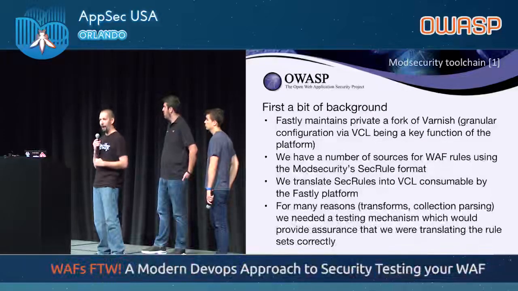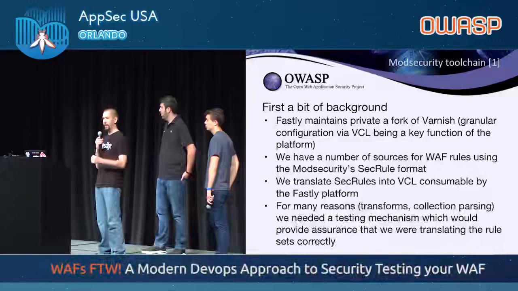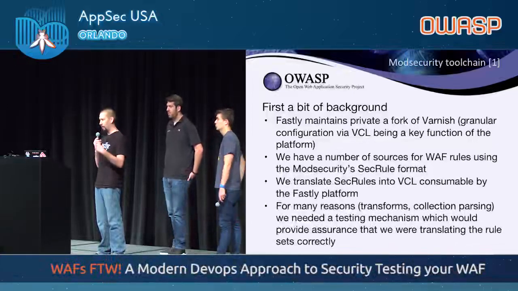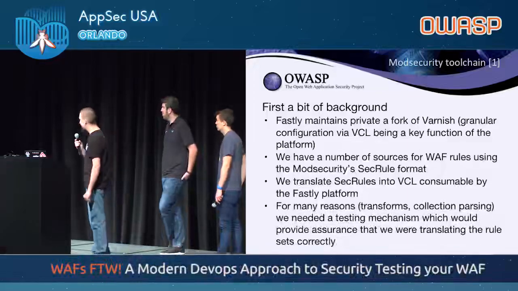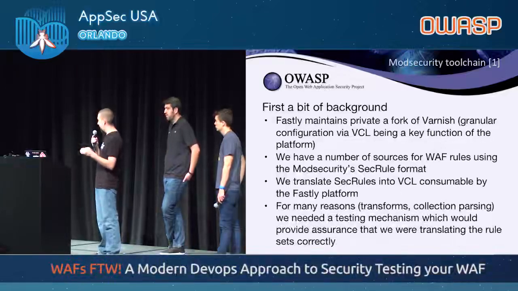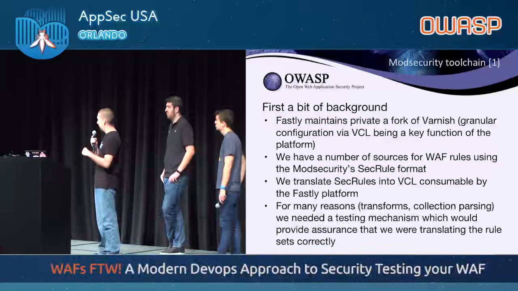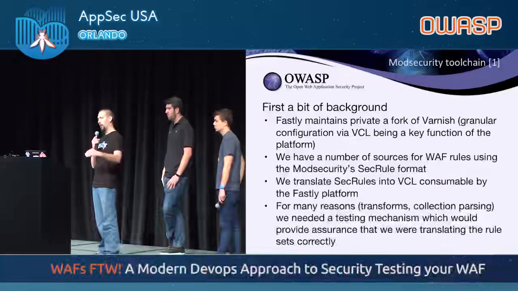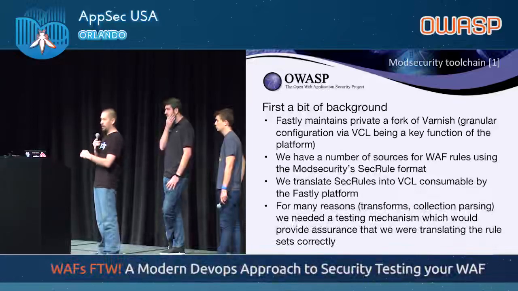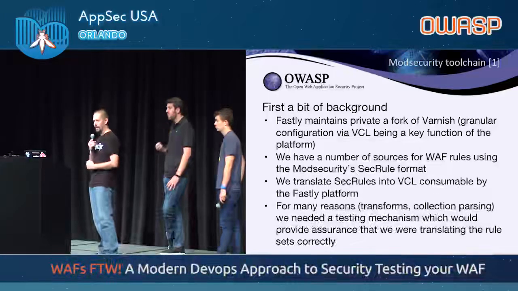And then we also have an internal set of rules that are specific to the content delivery network, or for really bad things that are happening where we need to rapidly establish a rule. All these rules use the SecRule format for mod security. But we can't just take the mod security rules and load them into our platform. We needed to write a tool chain which translates the mod security rule set into something that's consumable by our platform. In this case, it's VCL.